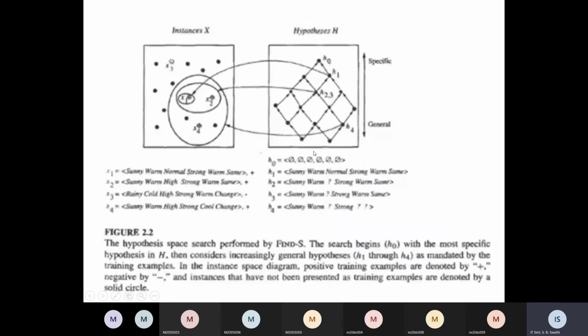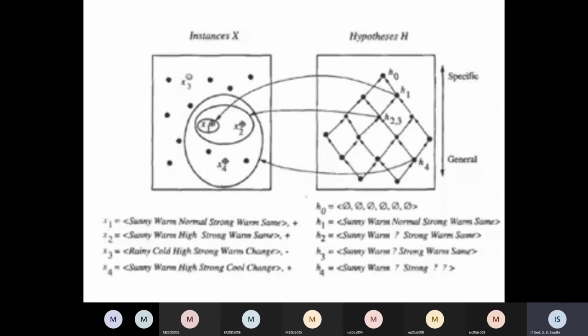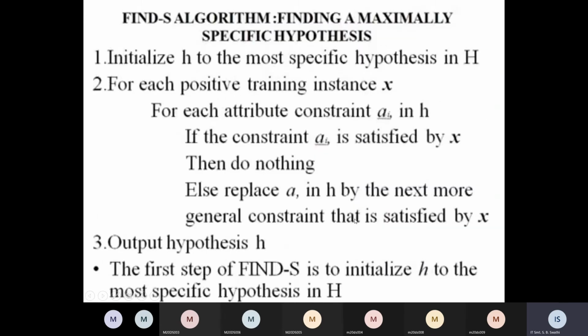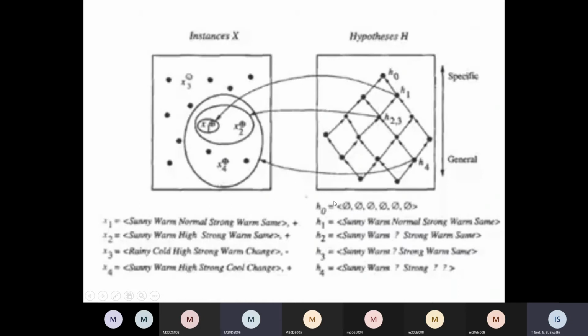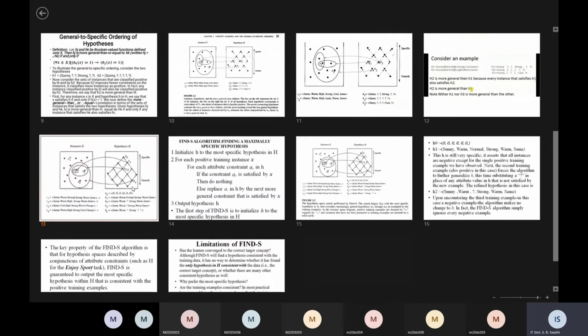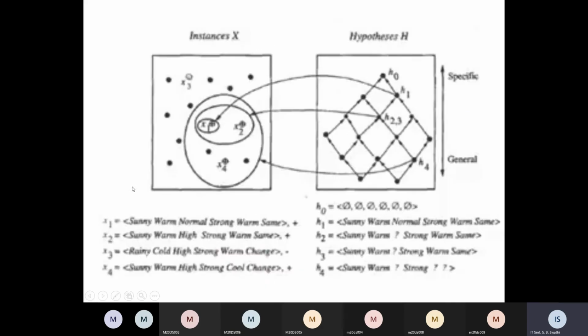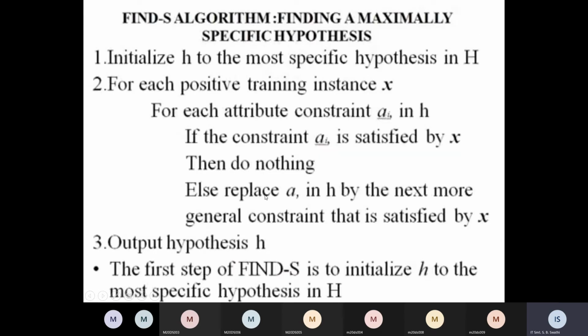Is the slide visible to you properly? Yes, ma'am, but not clearly. Not clear. One second.